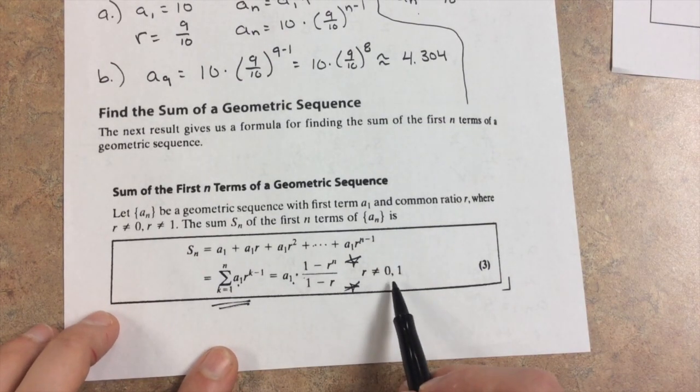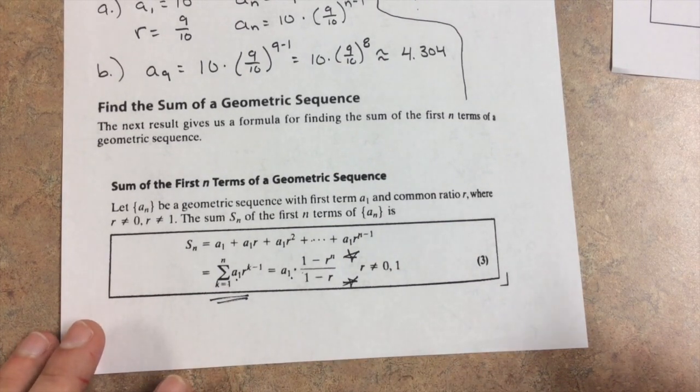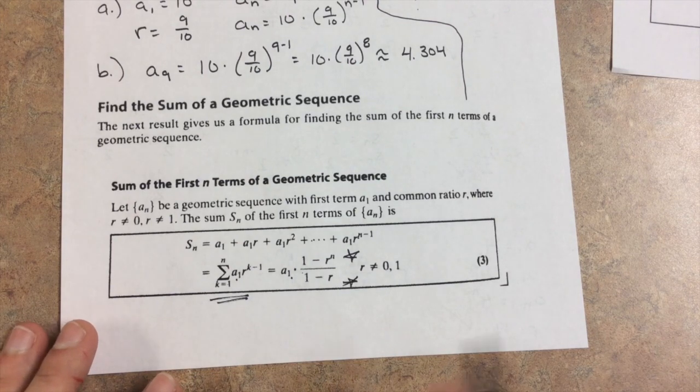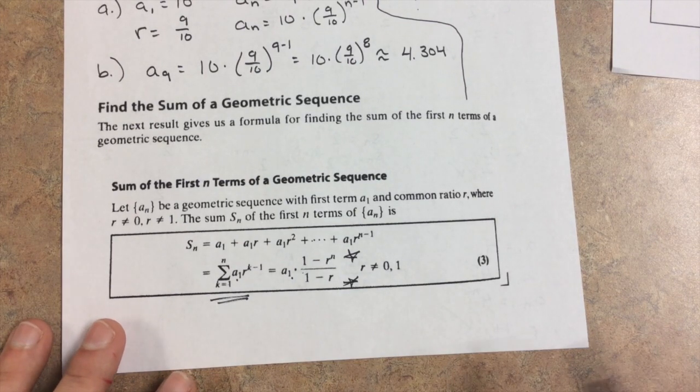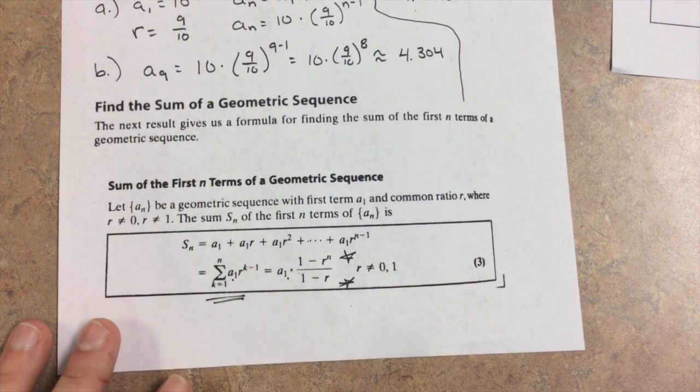Notice that r is not equal to 0 and r is not equal to 1. If our ratio was 1, it wouldn't really make any change, because all we're doing is getting a sum of a constant sequence. So we're going to flip over and find some sums.